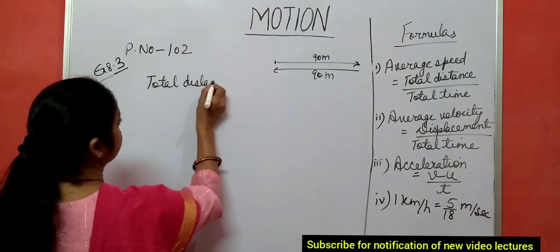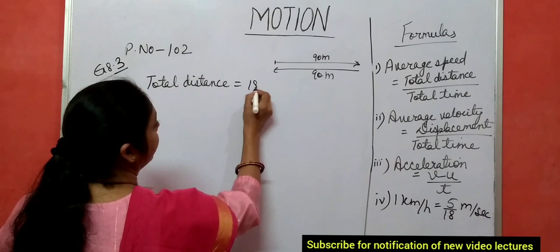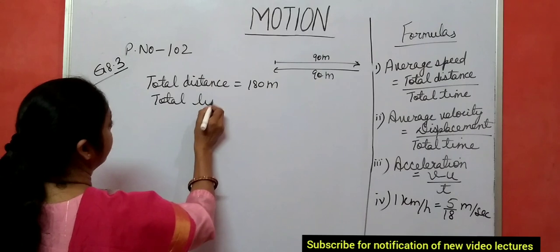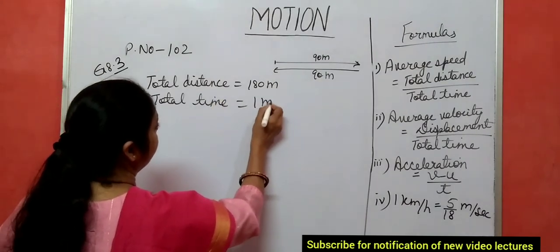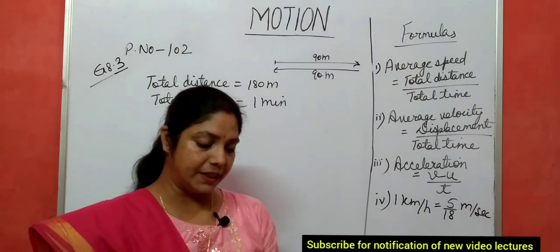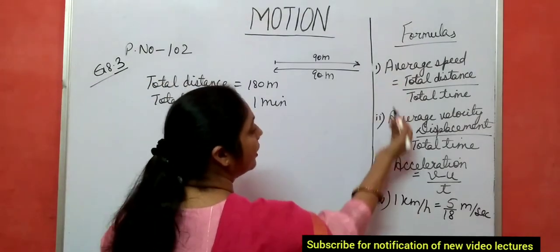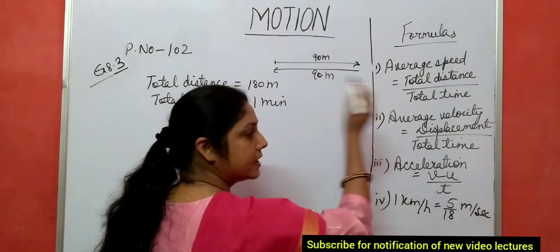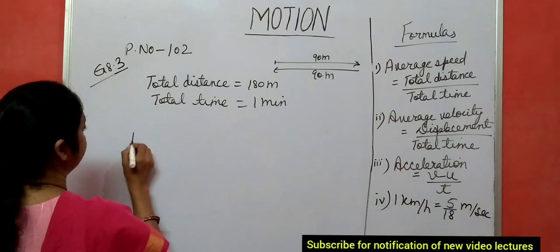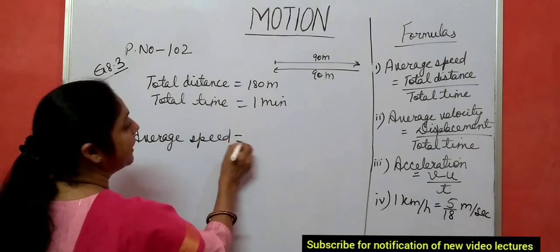So total distance is given: from one end to another, then again come back. This is 180 meter. And total time is also given. Total time is how much? 1 minute, right? These two things are given. Find the average speed and average velocity of Usha. For average speed, you use this formula, and for average velocity, you have to use the second formula. So what is average speed? Total distance by total time.